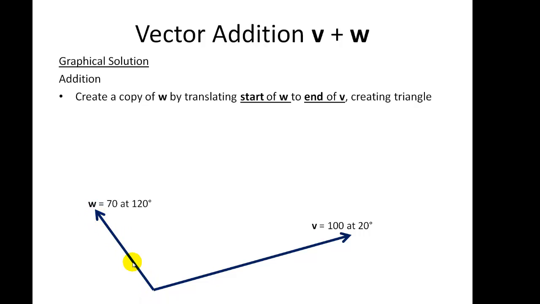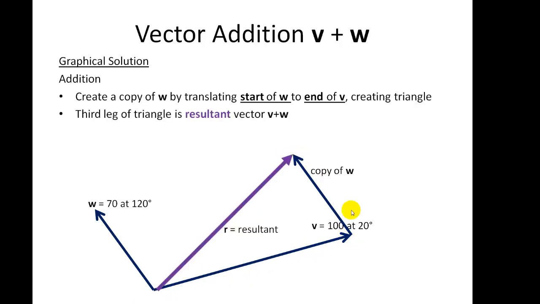A vector, again, is a directed line segment. So, what we do is make a copy of w that starts at the end of v, but has the same magnitude and direction as w. Those two vectors, v and the copy of w, form two legs of a triangle, the third leg of which is the resultant vector. This purple vector here is the result of adding v to w.